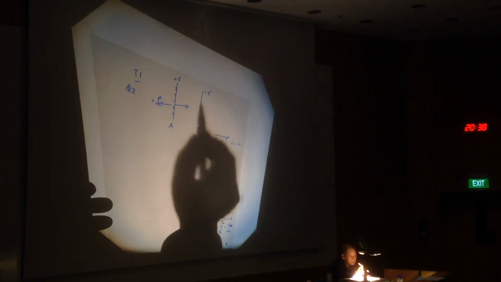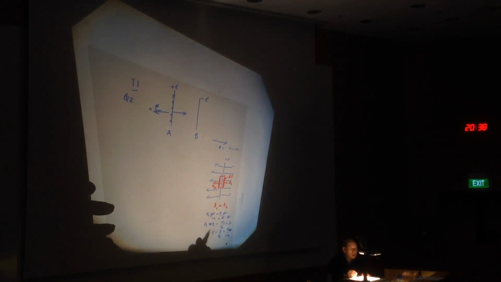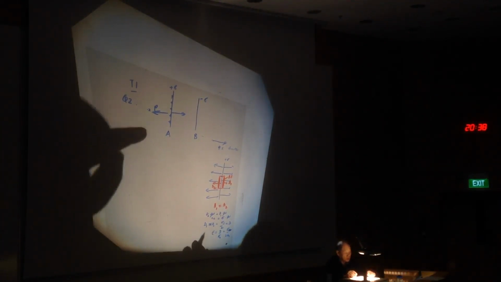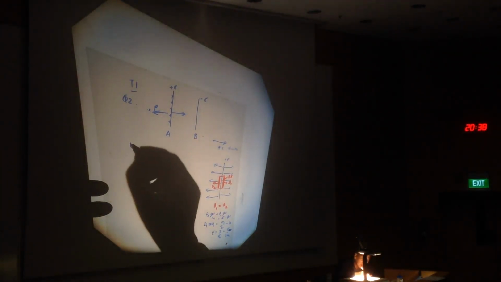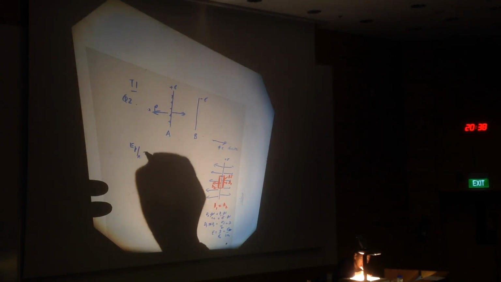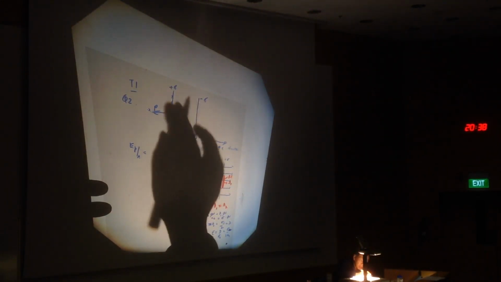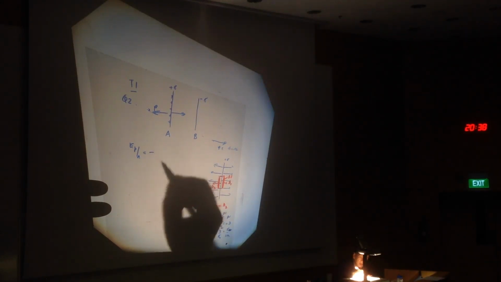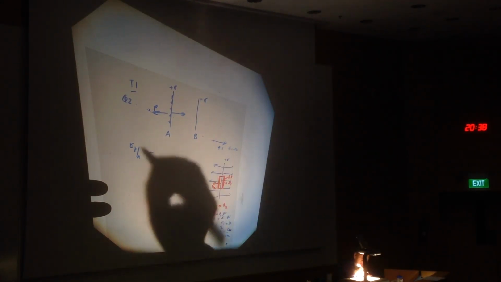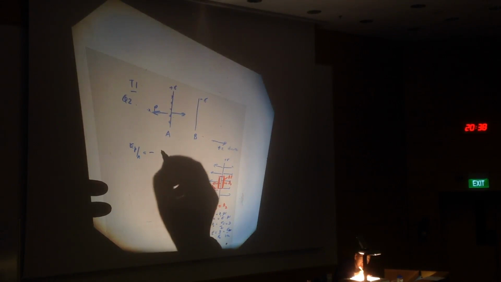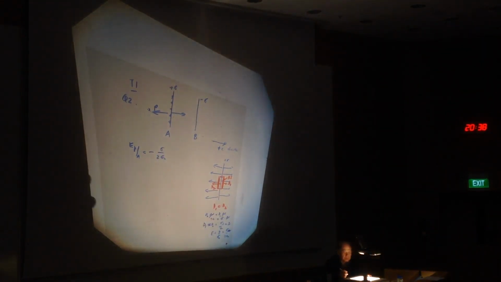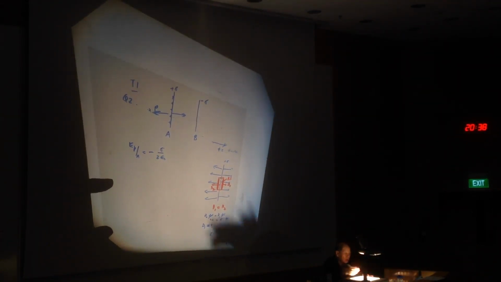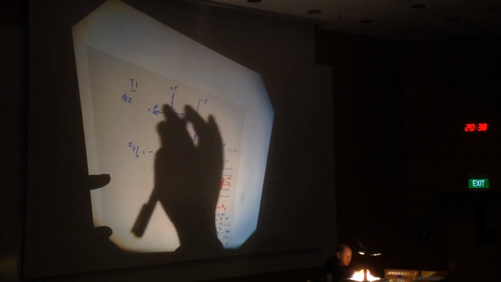Okay? So the contribution due to this one now, E at P due to A. Here, this doesn't contribute, and this one is minus AX. Forget about AX, but AX is sigma upon 2 epsilon naught, positive. So it's going this way. This doesn't do anything because it doesn't pass there.